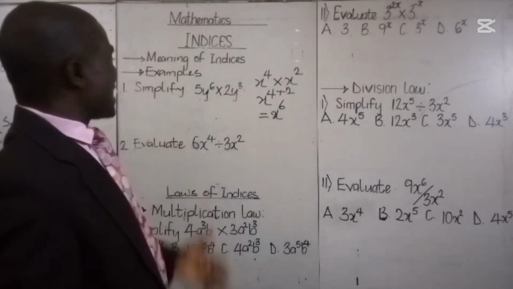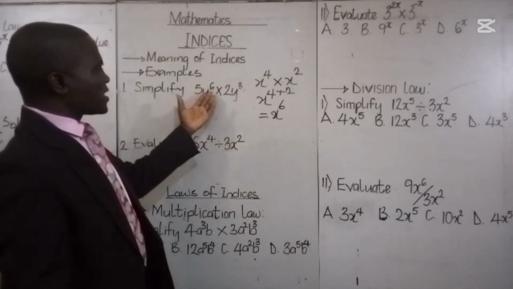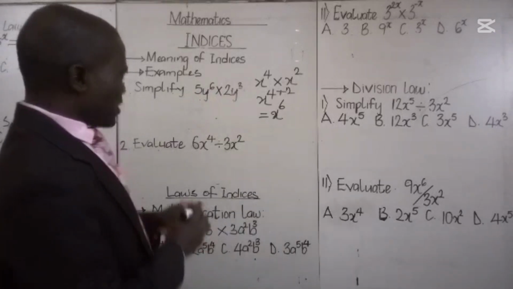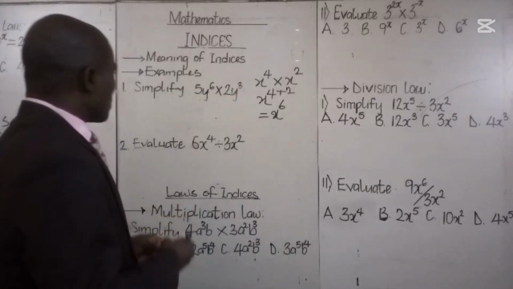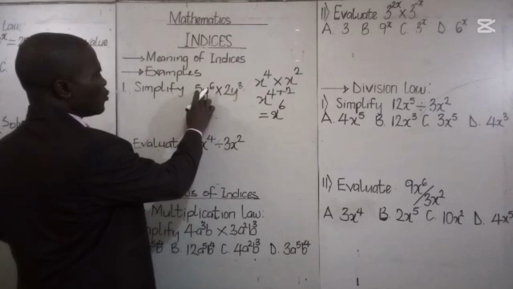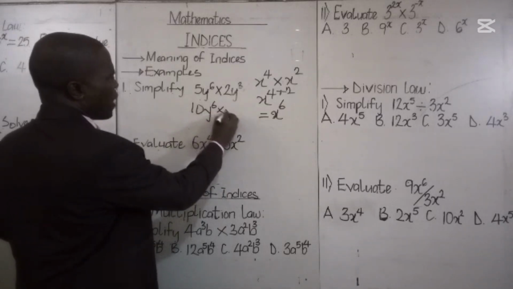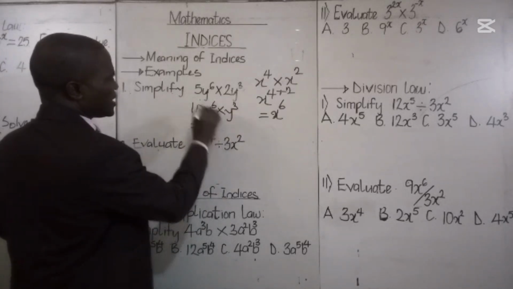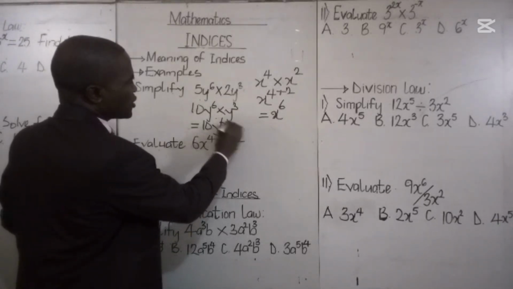Now let us look at an example here. If you are asked to simplify 5y raised to power 6 times 2y raised to power 3, we are going to first and foremost consider the whole number. That means it's going to become 5 times 2, it will give us 10. Then we are now going to have y raised to power of 6 multiplied by y raised to power of 3. The final answer will now be 10y raised to power of 6 plus 3.